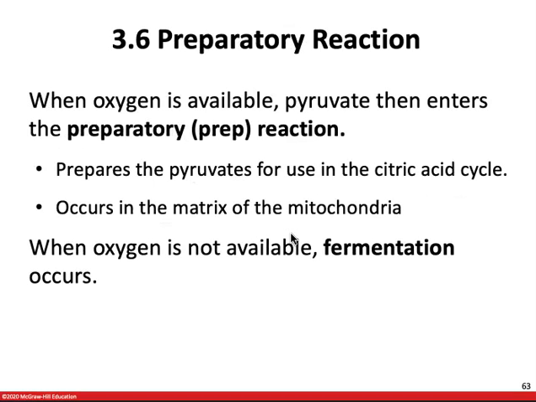The prep reaction is the next step. If oxygen is available, we then move into the preparatory reaction, where we're just preparing the pyruvates for the citric acid cycle. If there is no oxygen available, then we'll move into fermentation, which we will talk about in a moment.